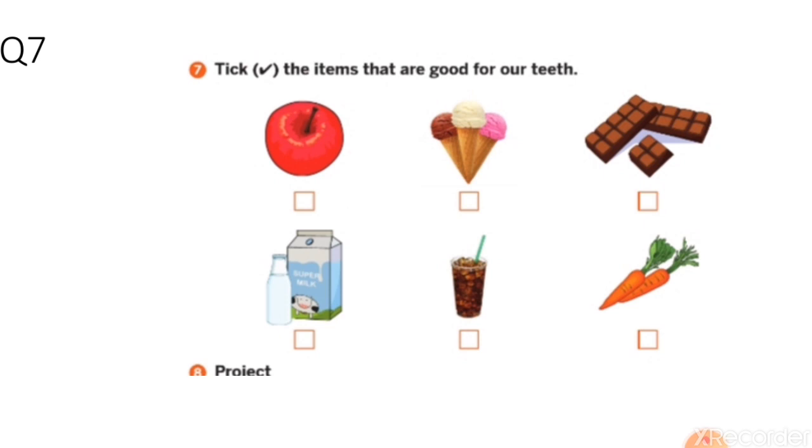Last one is carrot. Carrot also contains lots of fiber, and fiber is good for our gums and our teeth. It cleans the gums and it keeps our teeth strong. And it helps to prevent the cavities also. So carrot is good. So here apple, milk and carrot, these three things are good for our teeth. And ice cream, chocolate and carbonated drink are not at all good for our teeth.